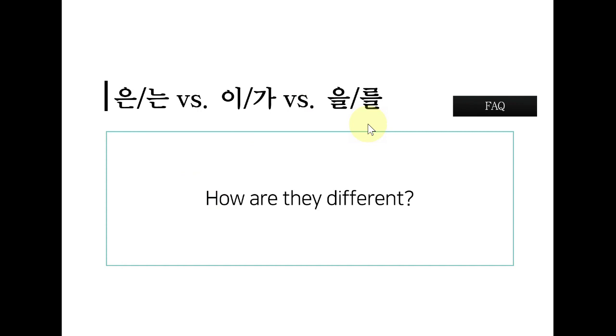This video is targeted for beginner level students. I'm going to cover basic and essential part of subject markers and object markers. Then how are they different? How can we use them in a correct way?